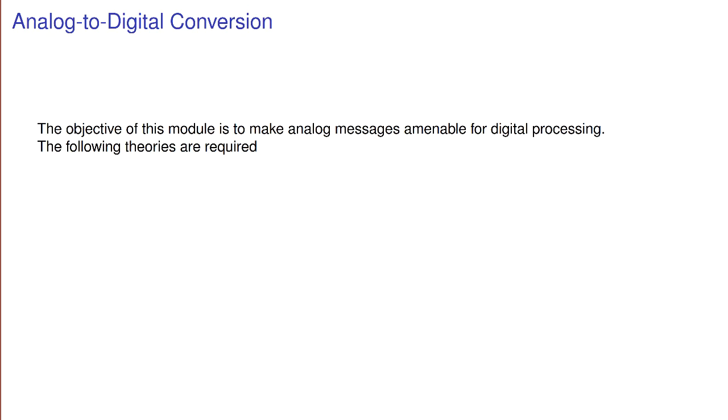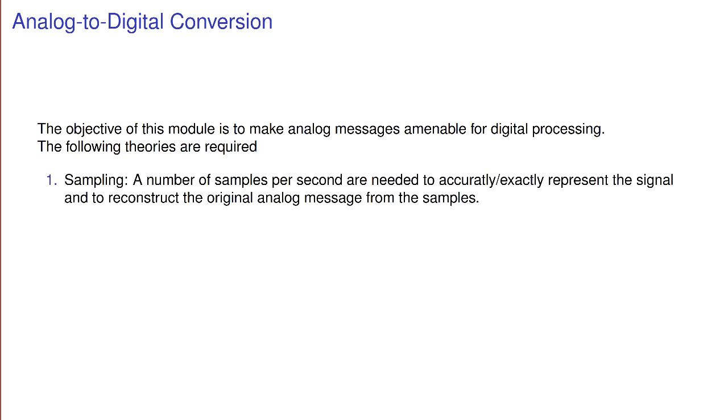The objective of this module is to make analog messages and signals amenable for processing in digital domain. For these, we need the following theories. The first one is because our messages are continuous in time, so we need to convert the continuous time into discrete time. So we need to take samples from our signals. For instance, from your voice signals, we get a number of samples per second, or if you have a picture, we get a number of samples per image, which produces pixels horizontally and vertically.